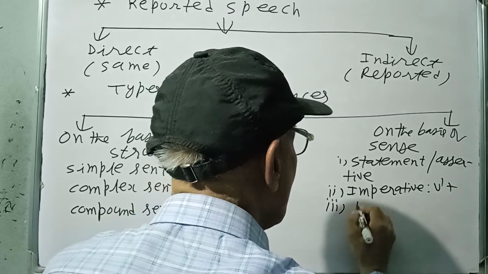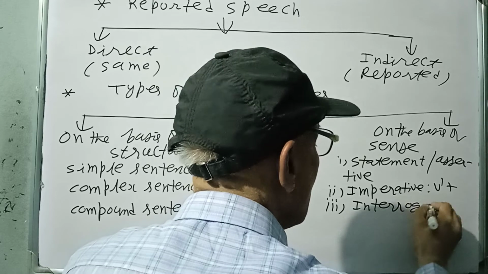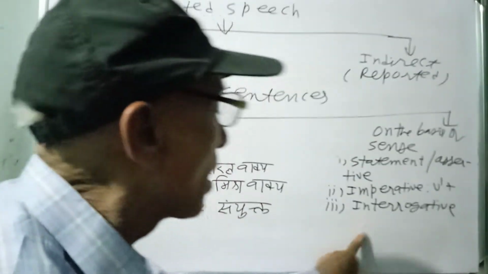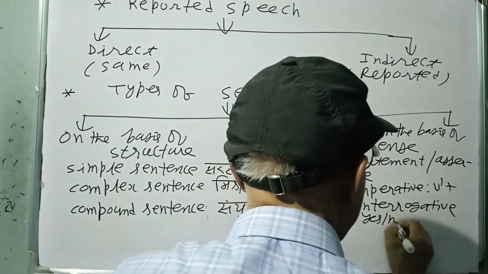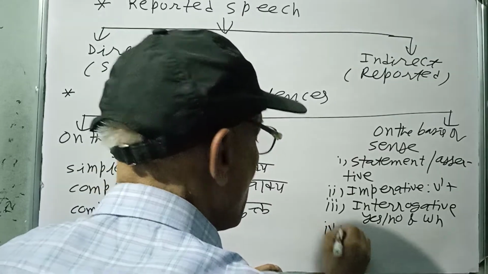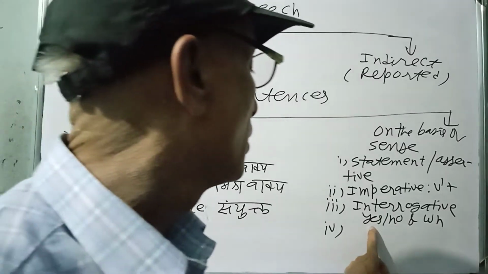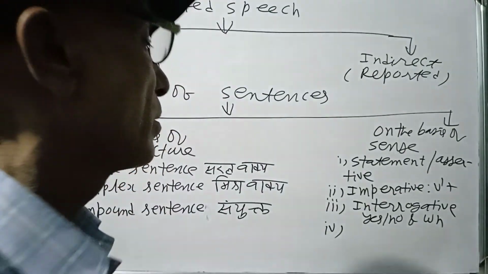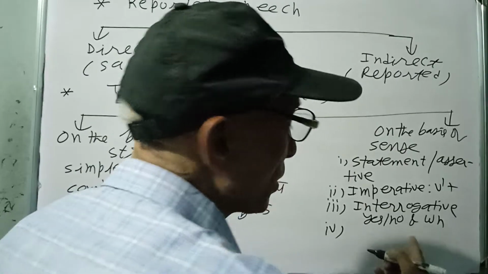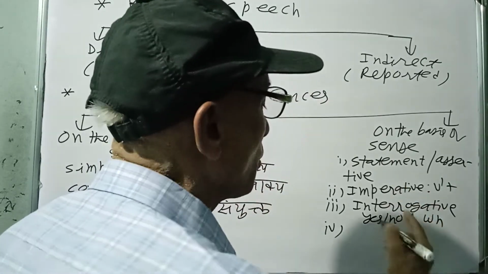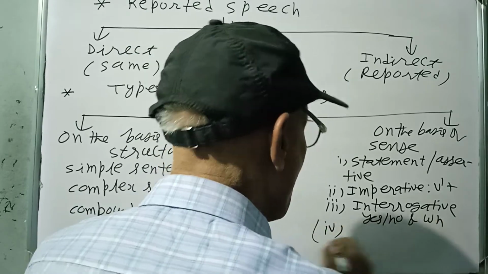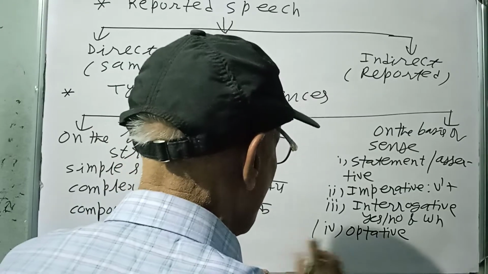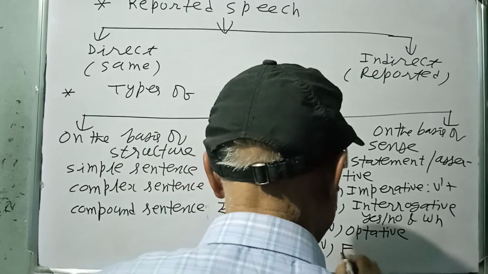Another is interrogative sentences. It asks questions. There are two types: yes/no and WH. A yes/no question starts with do, does, did, any auxiliary verb, whereas a WH question starts from who, what, where, why, when, whose, etc. Another is optative sentence, which we will deal with later on. Another is exclamatory.